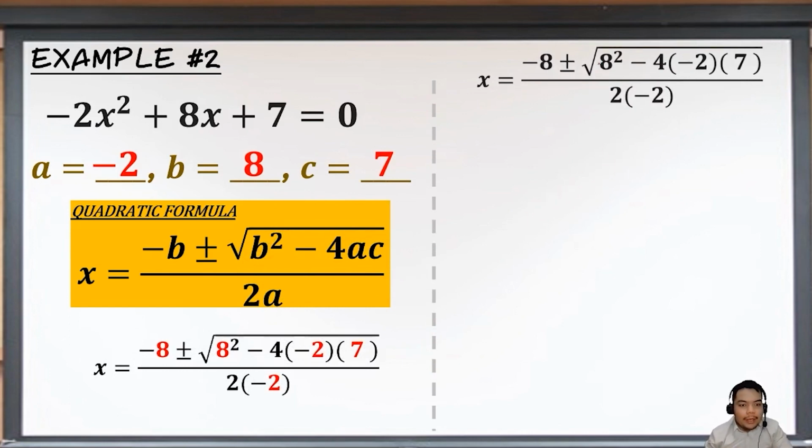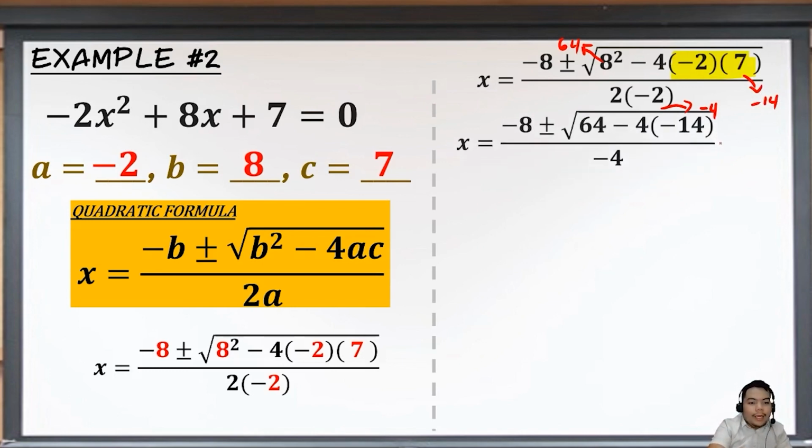So, ano-ano ulit yung mga pwede natin gawin? Yung 8, pwede na natin itong gawing 8 times 8, which is 64. Then, etong 2 times negative 2, pwede na natin itong gawing negative 4. Then, ito, pwede na natin sila i-multiply. We can make it negative 14. That's negative 2 times 7. Negative siya kasi negative times positive.